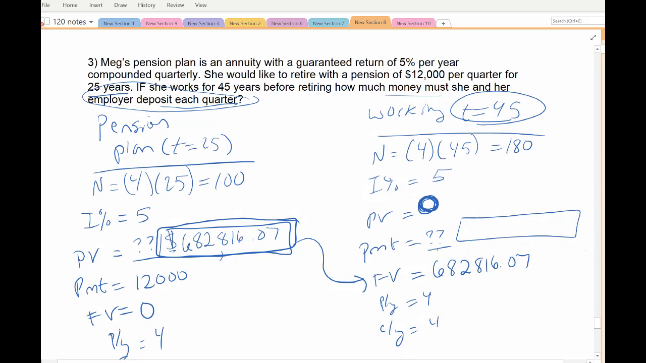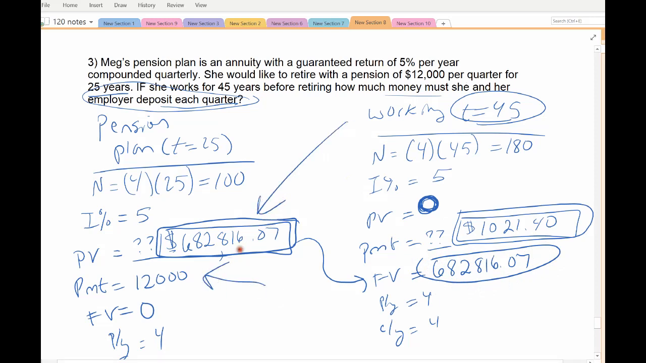How much money do she and her employer need to invest in the pension every quarter, so every 3 months, for 45 years? So 180 times, they're going to have to put in this amount. And so when you solve for the payments, it's going to be a negative number, $1,021.40. So some of it comes out of your paycheck and some of it the company puts in, but every quarter, $1,021.40 goes in to your pension, so that you can accumulate this amount, and that's the amount you need in order to make your pension plan pan out the way you want.